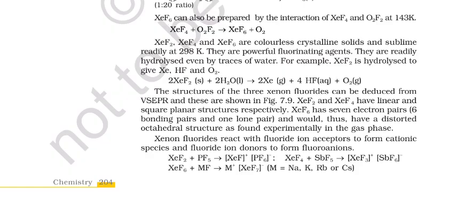Xenon fluorides react with fluoride ion acceptors to form cationic species and with fluoride ion donors to form fluoroanions. XeF2 plus PF5 gives XeF+ PF6-. XeF4 plus SbF5 gives XeF3+ SbF6-.